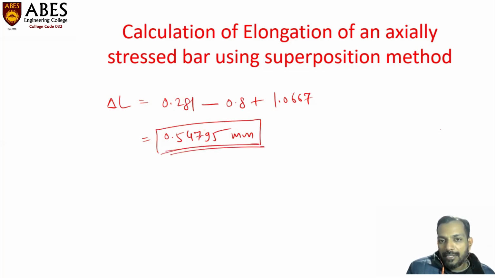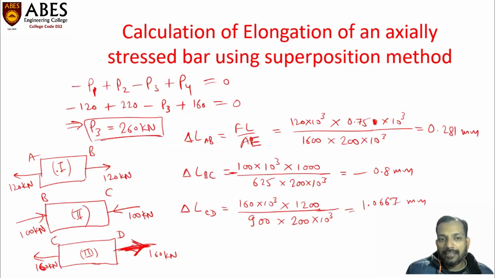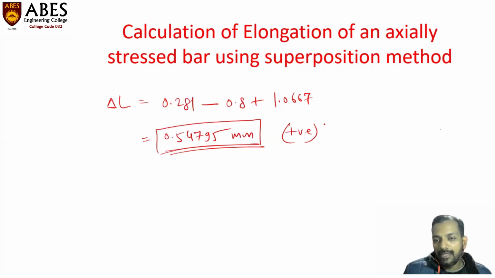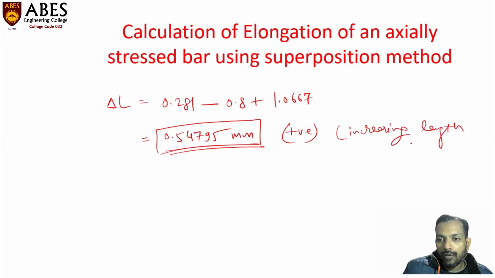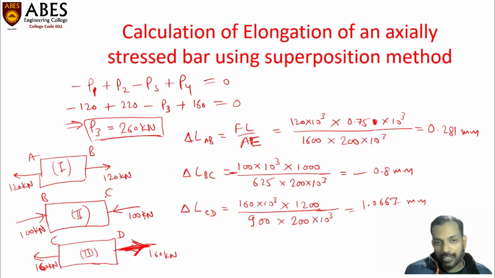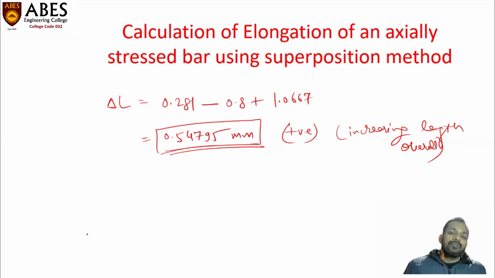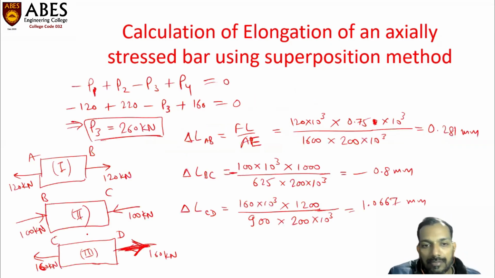Please observe that the net summation is positive, which indicates that the overall change in length is positive, meaning the overall length of this bar is increasing. Overall, although the central portion is under contraction, the net effect is elongation because AB and CD parts are elongating. And that is the answer. This method of calculating the overall elongation is called the superposition method. So I hope you could understand the concept of using this method.